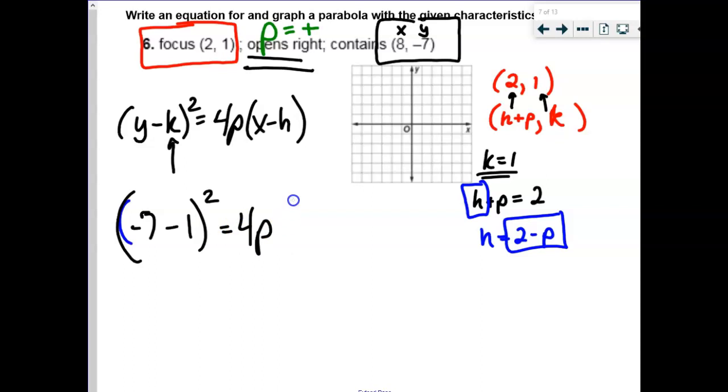And 8 minus 2 minus P. All right, 8 minus H. This is where the problem comes in. H is a quantity of 2 minus P. So you've got to remember these parentheses and distribution of them. This is a lot prettier than it looks, but spoiler alert, you're going to get a quadratic in a minute.